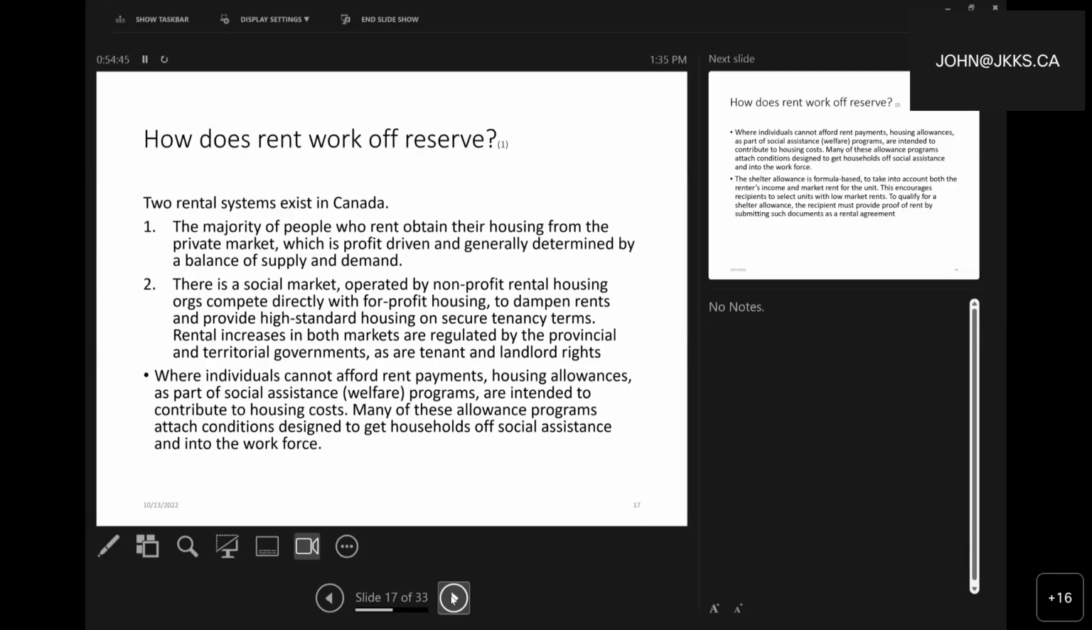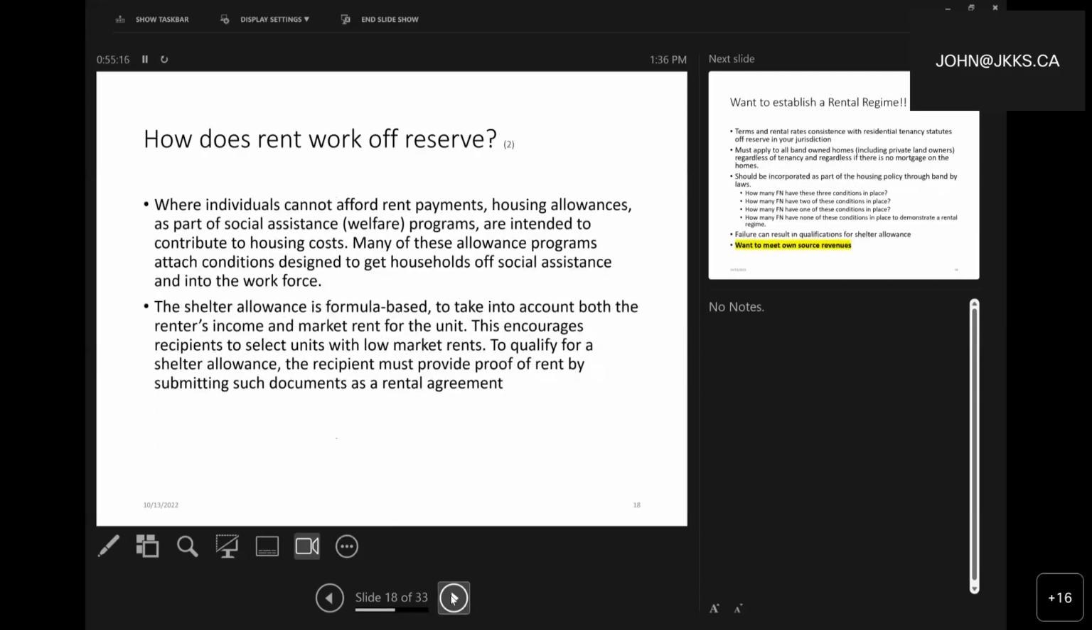And we know that off reserve, where individuals can't afford their rent, again, they can apply for social assistance. And where rent is being charged, you must provide a copy of the rental agreement to have that social assistance offset that rent. So again, many of the rental regime issues from the last few slides are reflected in an off-reserve rental system.